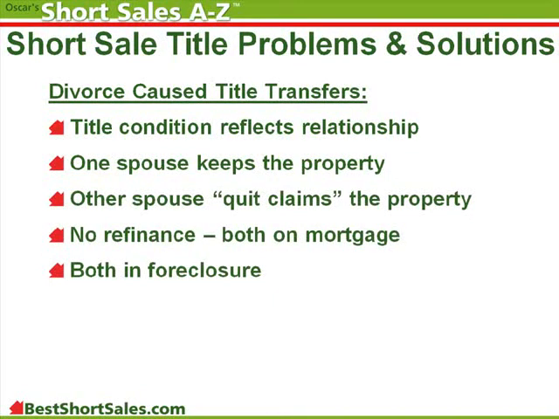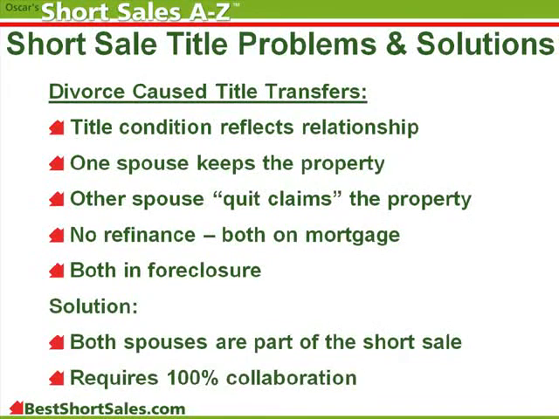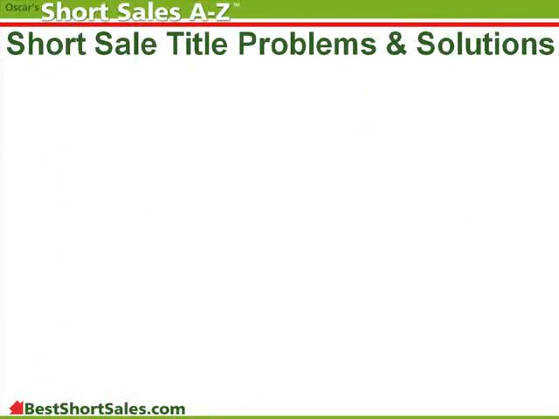As a result, now they are both in foreclosure because one of them defaulted. The solution to this is to have both spouses collaborate 100% with the short sale because both are in foreclosure. Often bitterness will get in the way. If there is less than 100% cooperation, do another project.